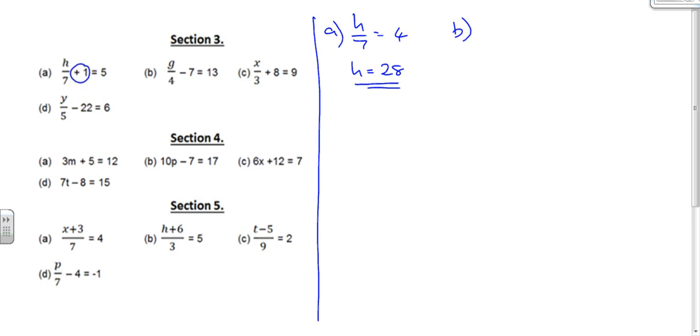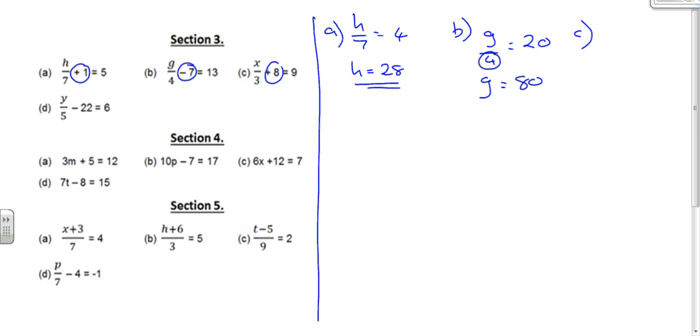Question B. We've got to get rid of this take away 7, so we add 7. So we've got g over 4 equals 20. And to get rid of the divided by 4, we times by 4. So we've got g equals 80.